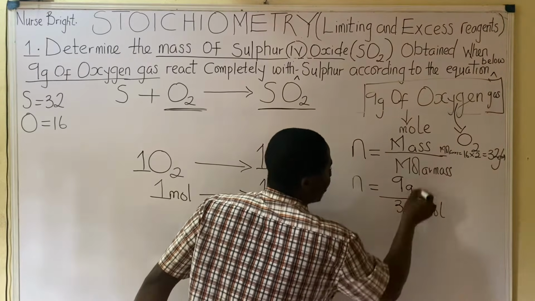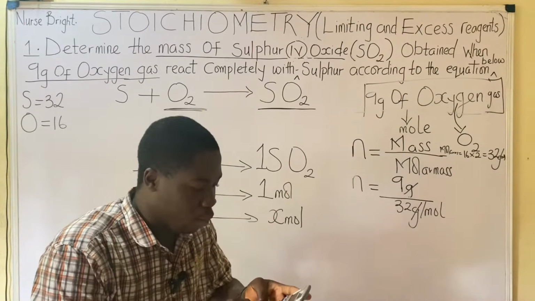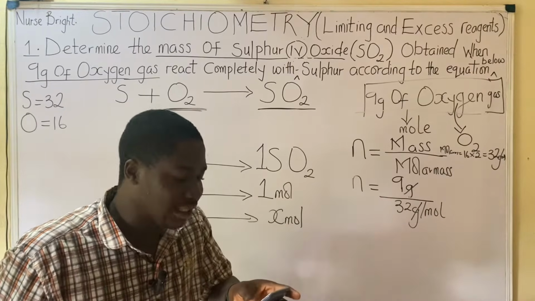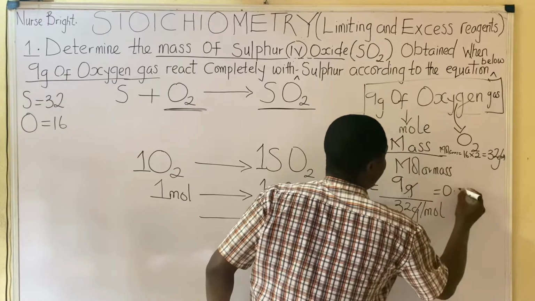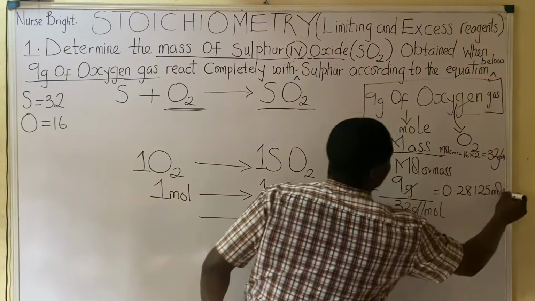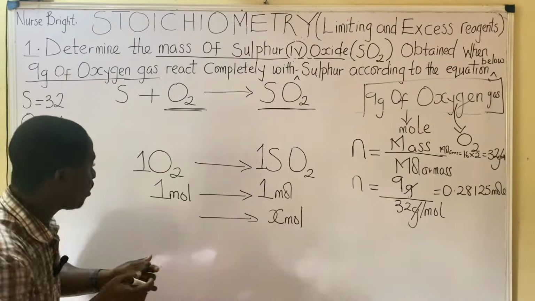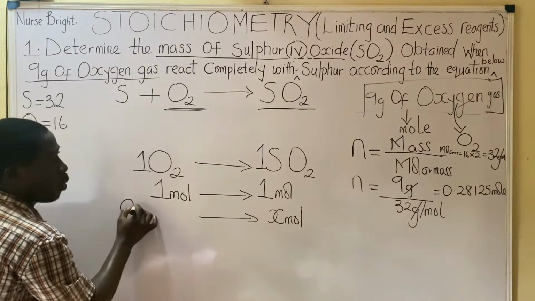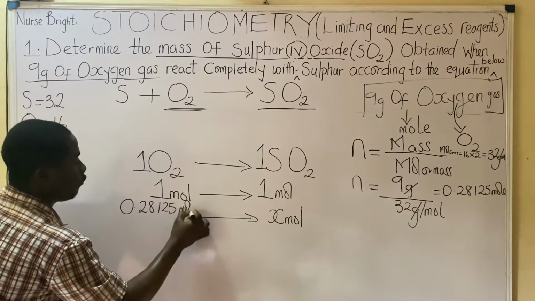So then gram cancels gram. So what becomes number of moles when we hit our calculator? Number of moles now becomes 9 divided by 32. That's 0.28125 moles. So this is the number of moles of oxygen that should be written here. I believe you are following me. So here should be 0.28125 moles. Are you following me?